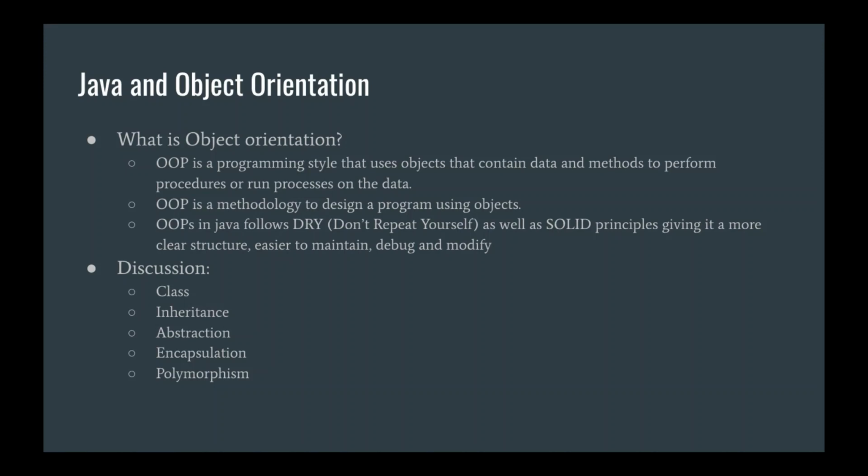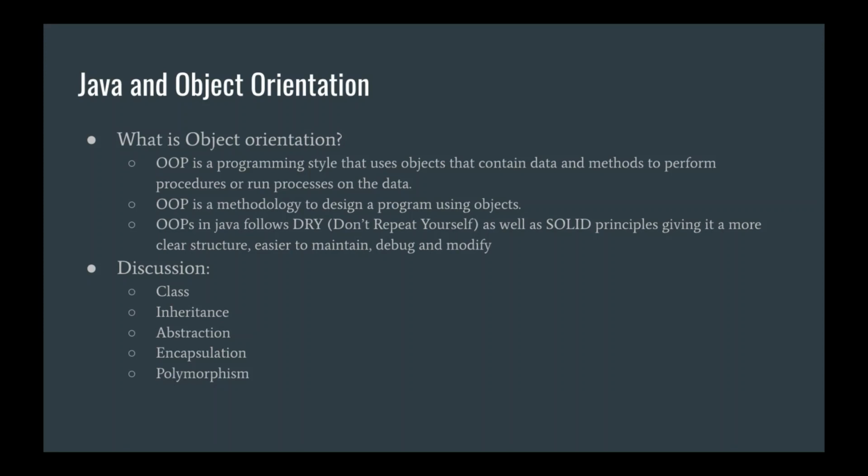So what we want to start with is Java and object orientation. So what is object orientation? Object-oriented programming is a programming style that uses objects that contain data, and methods to perform procedures or run processes on the data. Also, going further, object-oriented programming is a methodology to design a program using objects.